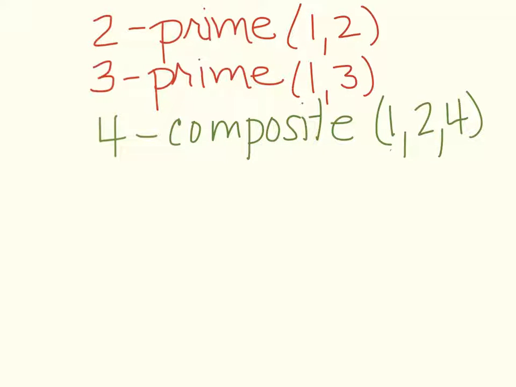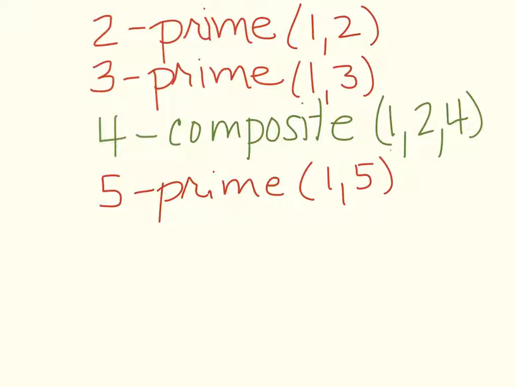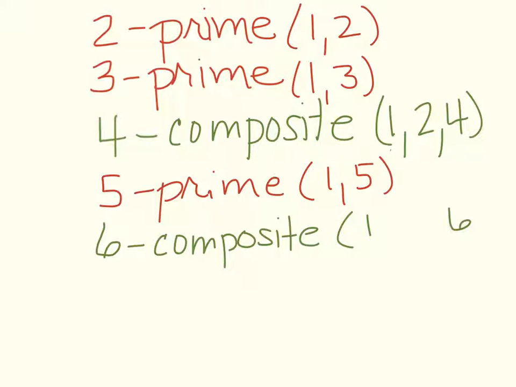All right, if I go to 5, think in your head, what do you think it is, prime or composite? Hopefully your head said prime. The only 2 numbers I can multiply together are 1 and 5. No other number goes evenly into 5. 6. What is it? Hopefully you said 6 is composite. And here's why. I can multiply 1 times 6. I can also multiply 2 times 3. I have more than 2 factors.